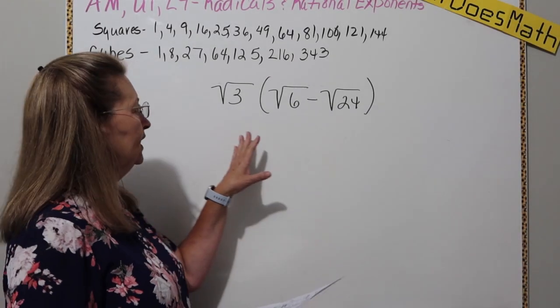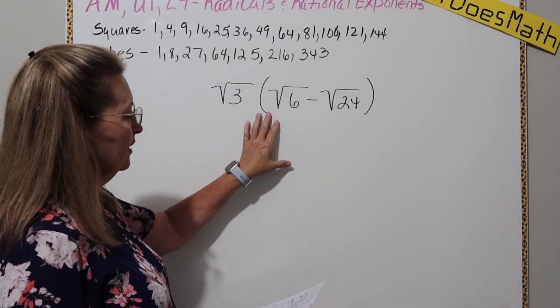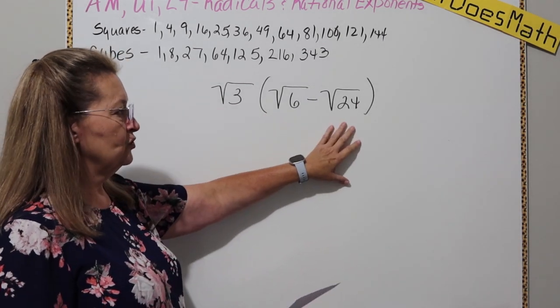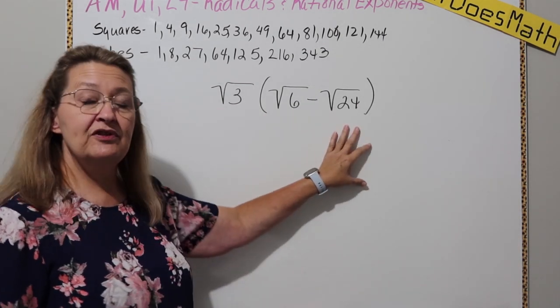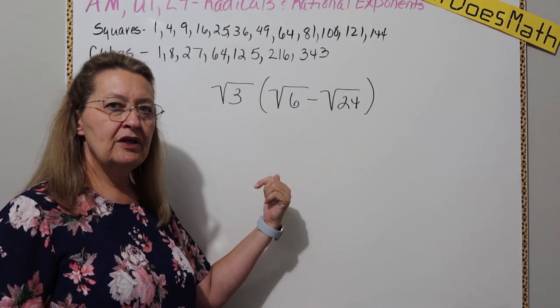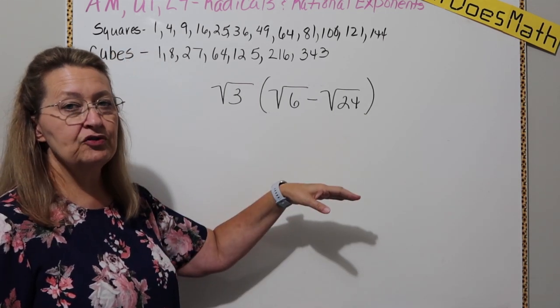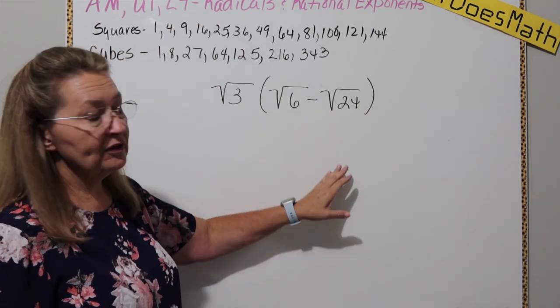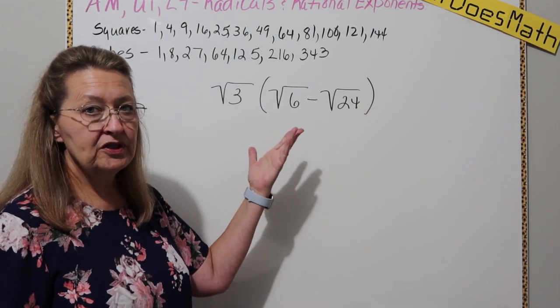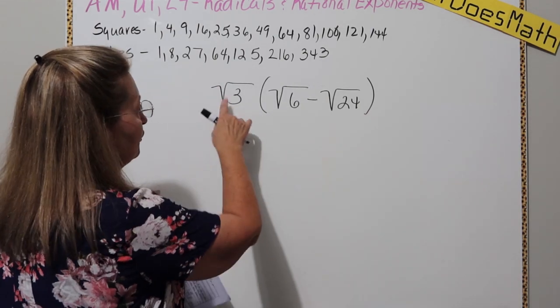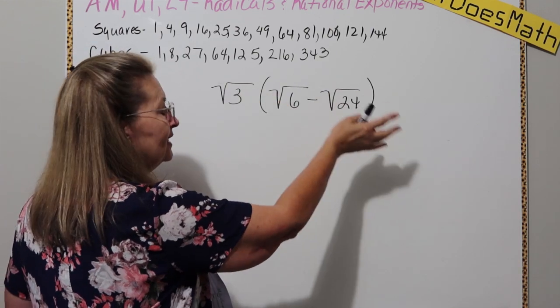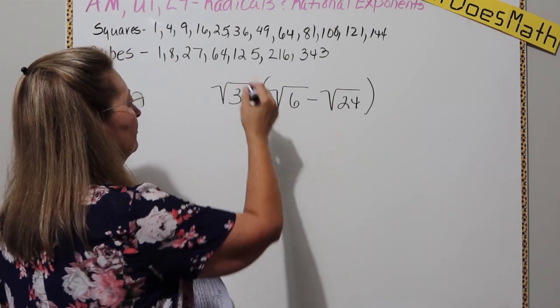Okay, here's number 14. Got the square root of 3 times the square root of 6 minus the square root of 24. So we're going to have to distribute. We're going to use some of these newer techniques with some stuff we already know. We know how to distribute. Now we know how to multiply radicals, so we're just going to combine the two. They do all have the same index, so that's not a problem.